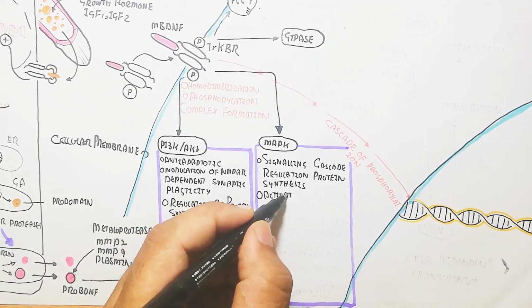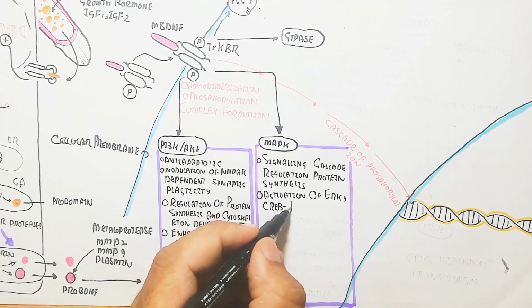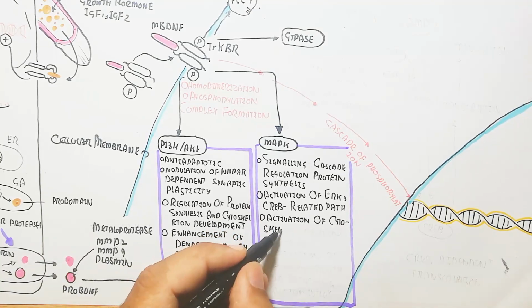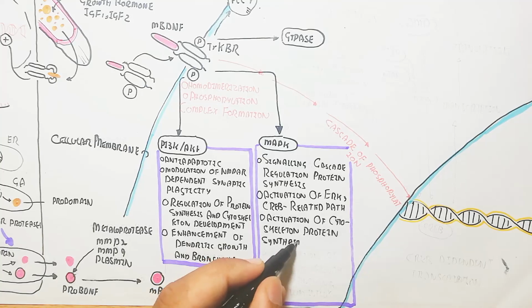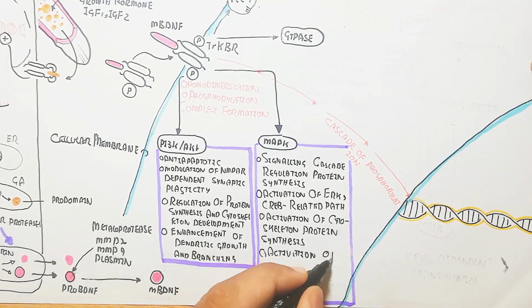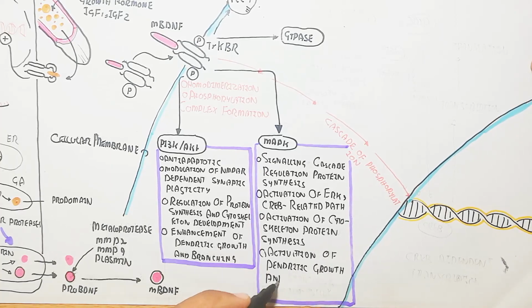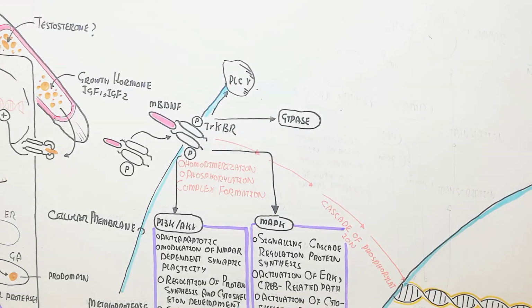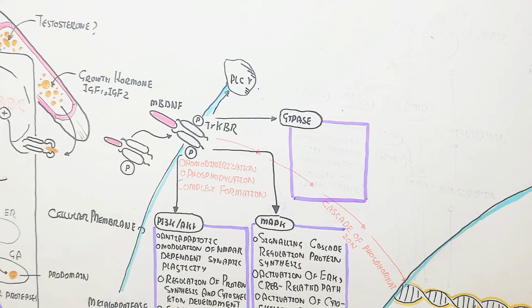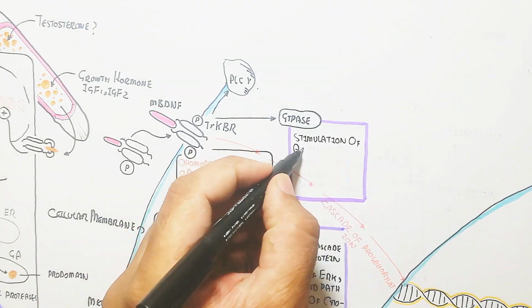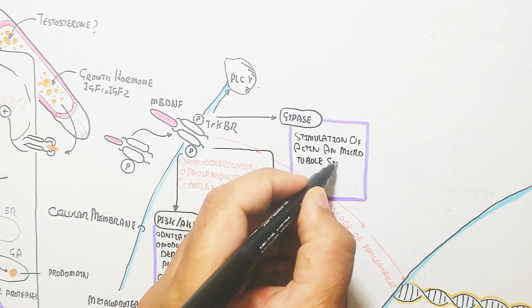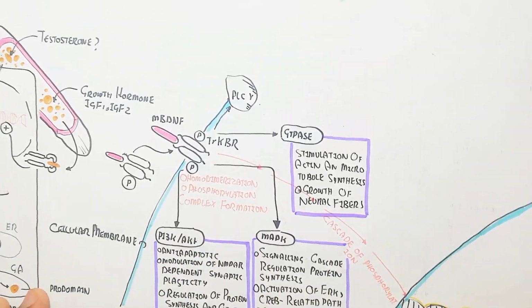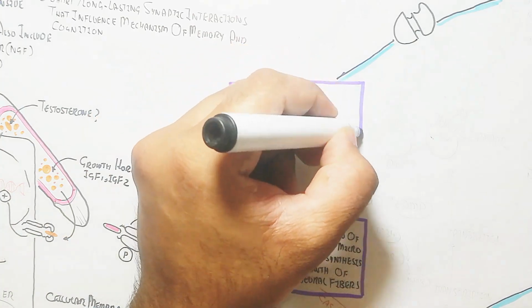MAP kinase activation leads to a signaling cascade, regulation of protein synthesis, activation of ERK and CREB-related pathways, activation of cytoskeleton protein synthesis in the brain's neural cells, and activation of dendritic growth and branching, and also calcium influx. What is the meaning of calcium influx? When calcium moves inside, it leads to exocytosis of granules like glutamate and dopamine for normal cognition and normal function of the brain. The GTPase is also triggered, leading to stimulation of actin and microtubule synthesis, cytoskeleton formation, and growth of neural fibers.